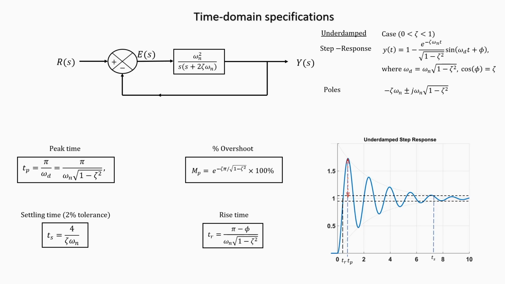Before that, a quick recap. Here are the specifications that we had talked about in the last lectures. The step response was given by this formula and the poles of the standard second order system were given by these formula, minus zeta omega n plus minus j omega n root over 1 minus zeta square.